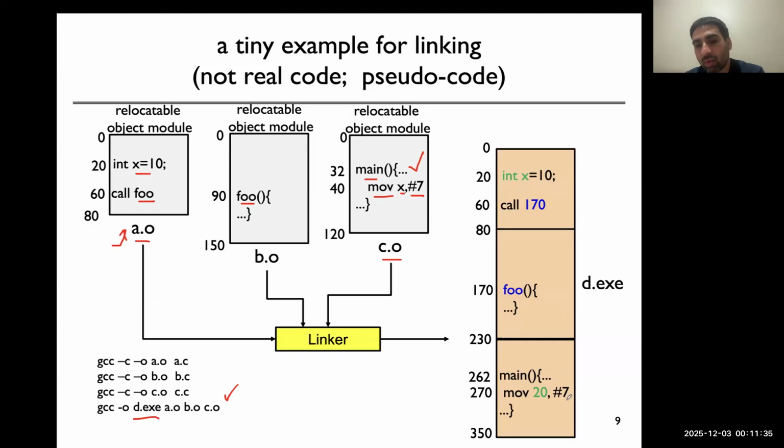But when all three object files are linked together and loaded into memory, here X is replaced with 20. Why 20? Because 20 is now the address of the memory location where you have X stored, right? And similarly, in the code where you are saying call foo, that is replaced with the actual memory reference 170, which is the memory address where your block of code for foo is located.